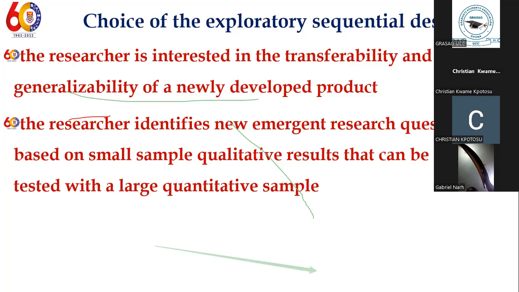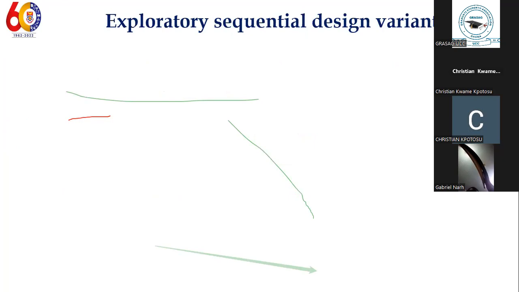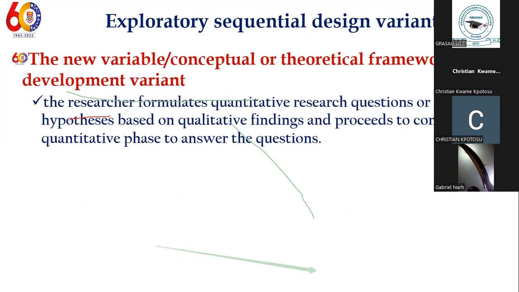All right. Now, let's see some of these variants under the exploratory design. 1, the new variable or conceptual framework or theoretical framework development variant. So as we have looked at the intentions, if you want to develop a framework, here you formulate a quantitative question or hypothesis based on your qualitative findings and proceed to conduct a quantitative phase to answer the question.